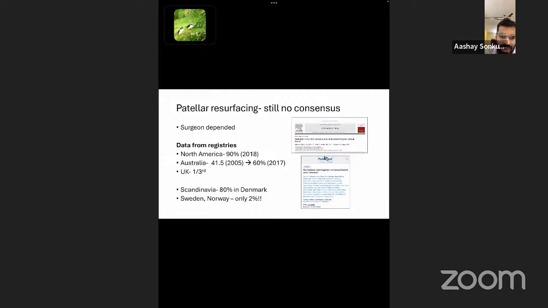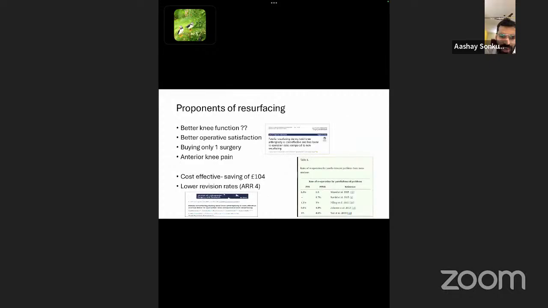So what do the proponents of resurfacing say? That they have a better knee function, which is questionable since the articles which I searched for the last 10 years show that the patients who were resurfaced and non-resurfaced had a similar patient-related outcome in the post-operative period. The surgeon definitely has some better post-operative satisfaction as he is potentially buying only one surgery for the patient.